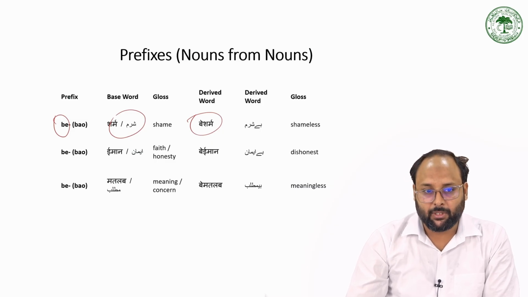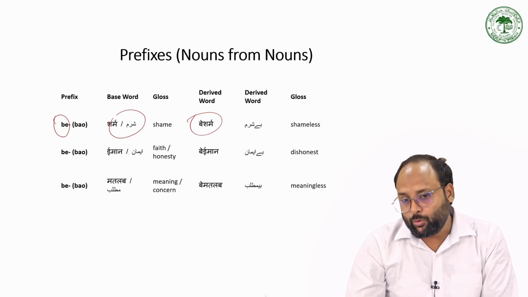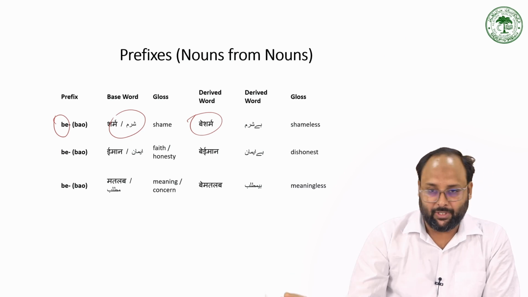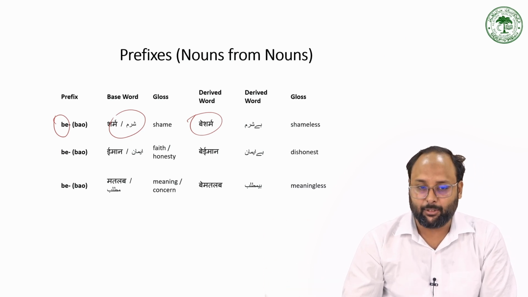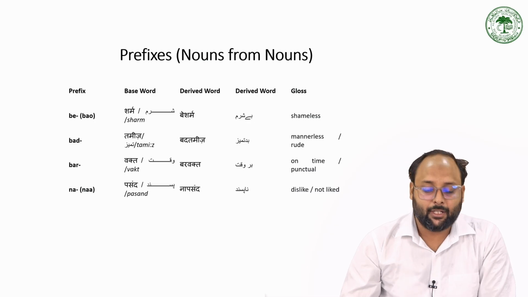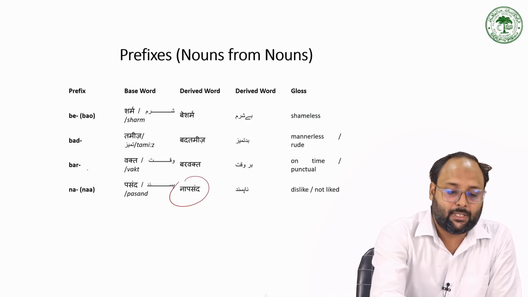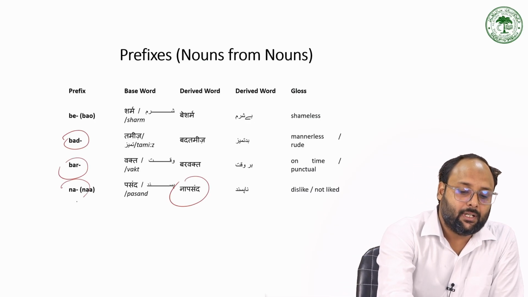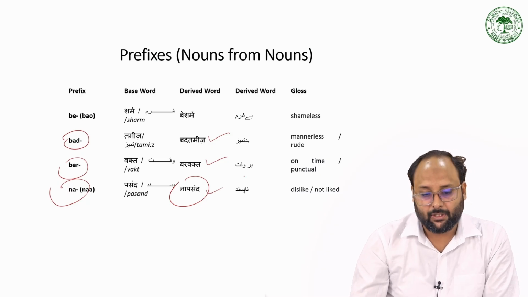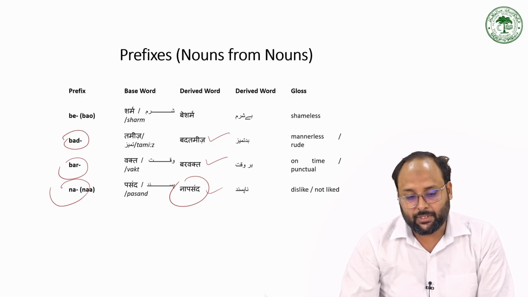Iman, be iman. Matlab, be matlab. So this be is the prefix used to create the negative meaning by prefixation. So that is the noun. So we are deriving another noun with the negative meaning. So here we have another example like badtamiz, bar waqt, and na pasand. So there is a bar suffix, there is bad suffix, there is na suffix. So with bad we can create badtamiz, with bar we can create bar waqt, with na we can create na pasand. So that is the noun from another noun which gives the meaning of negation.